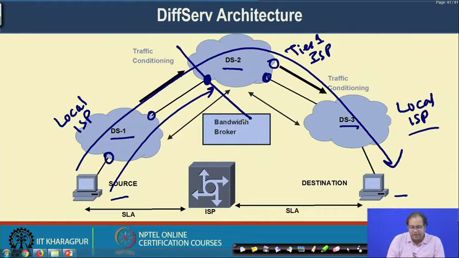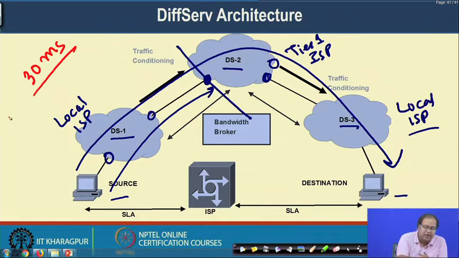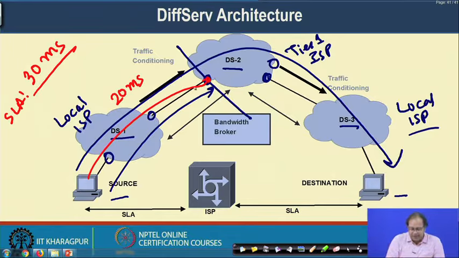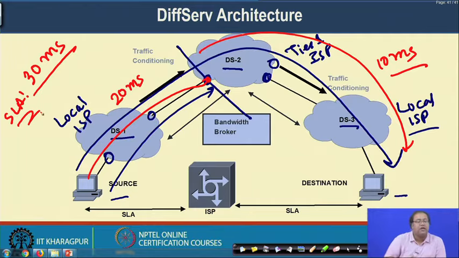So, at this point say my end-to-end delay needs to be 30 millisecond, that is written inside the service level agreement, and what we see here is that when the packet reaches here, it has already received 20 millisecond of delay from this source to DS1. That means from this DS2 to DS3 and the final destination, you have to transfer the packet within 10 millisecond to meet the required service level agreement.